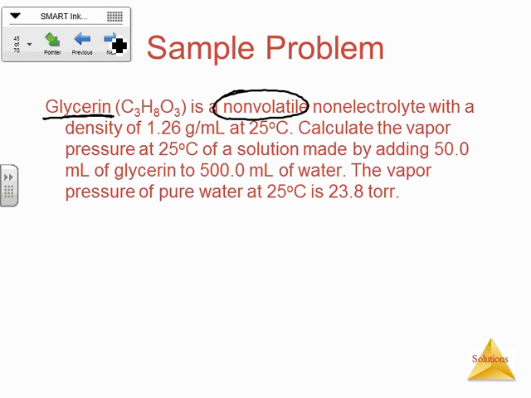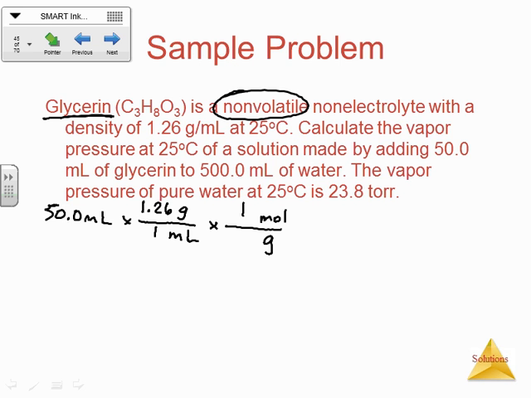So let's go ahead and change both of these. 50 milliliters of the glycerin, 1.26 grams in 1 milliliter. And let's just do this all in one step. And then we'll go from grams to moles. Glycerin, get my calculator here. I'm getting 92 for the molar mass of glycerin. Okay, so that's going to give us moles of glycerin, and then we got to do the same thing with the water. 500.